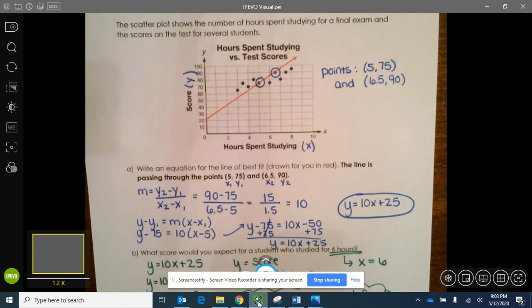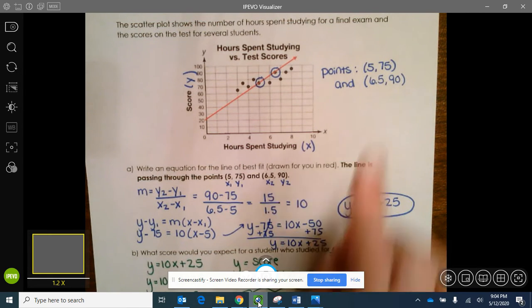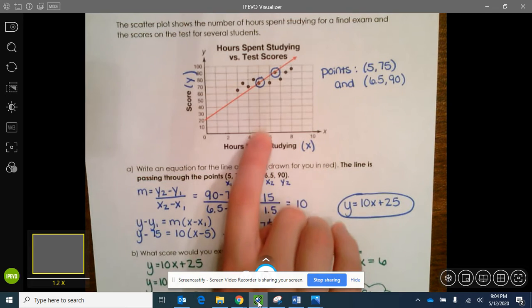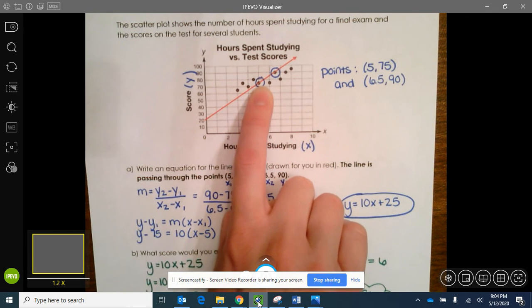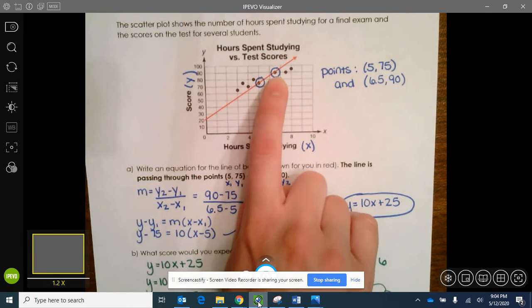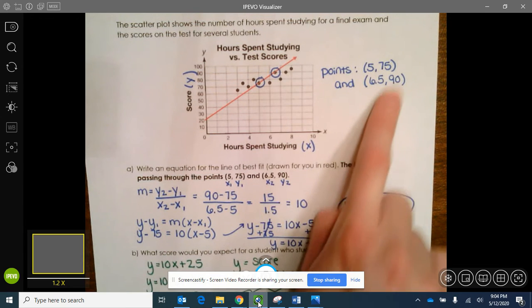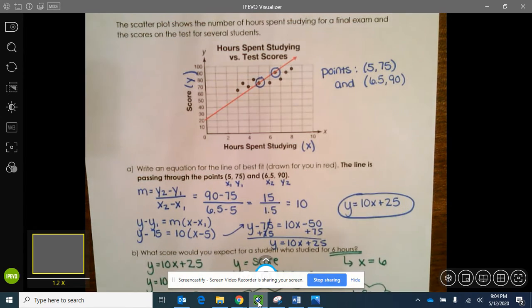Now, when the line has been drawn, or if it was already drawn for you, what you want to do is identify at least 2 points that are on the line. These points are really important because this is what allows us to use the slope formula and then to put the equation in point slope form. So I circled the 2 points. This one was at (5, 75), and this point was at (6.5, 90). Those are the 2 points we're going to use when we calculate slope and put this into point slope form.